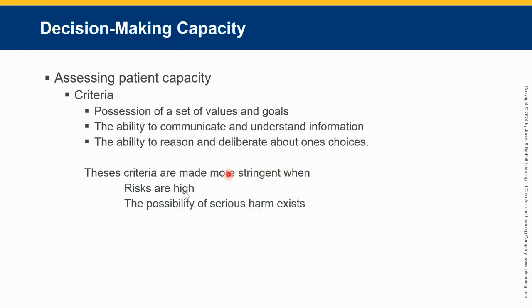Also, we can add here, are they volunteering for this decision? Are they being pressured by internal or external influences? Somebody wanting them to make a particular decision, like a family member, possibly. So those would make some extra circumstances that could interfere with a person's decision-making capacity.